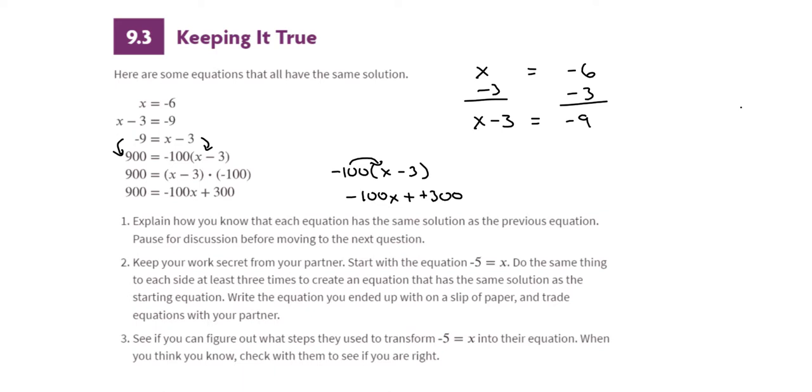Okay, let's look at number 2. It says keep your work secret from your partner. So normally you'd be doing this with a partner. Start with the equation -5 equals x. Do the same thing to each side at least 3 times to create an equation that has the same solution as the starting equation. Write the equation you ended up with on a slip of paper and trade equations with your partner.